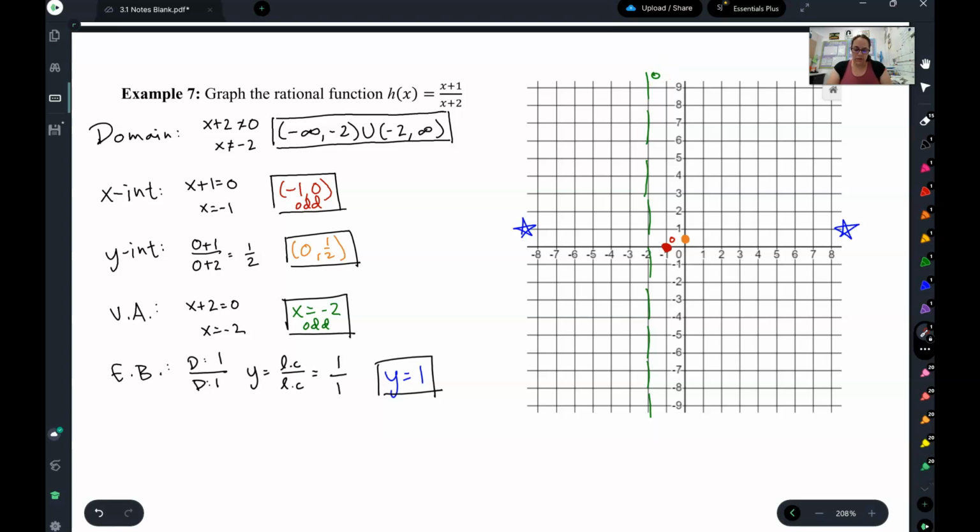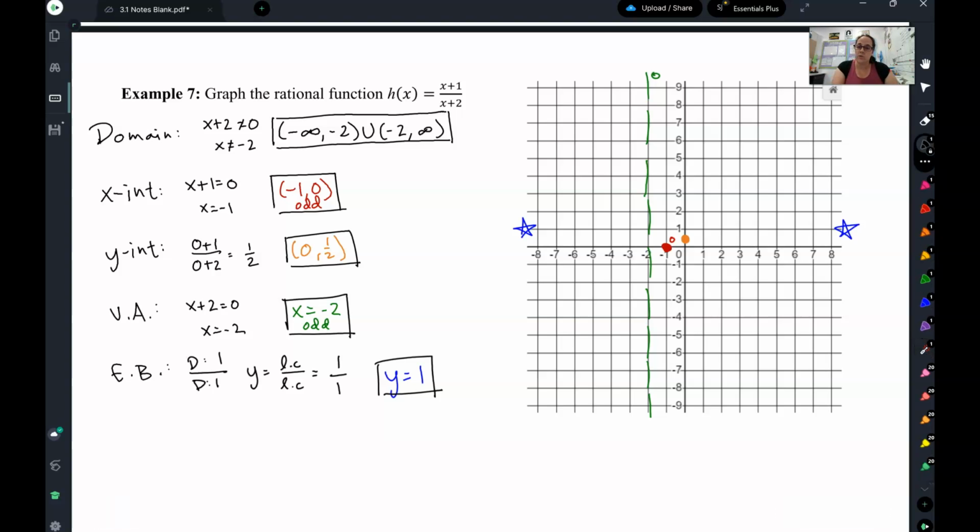End behavior, the degree on top is 1, biggest exponent is 1. Degree on bottom is 1, biggest exponent is 1. So that is our leading coefficients rule. So I look at the leading coefficient on top and bottom. They're both secret 1 leading coefficients. So that gives me 1. So I go to 1 on either side and draw my stars.